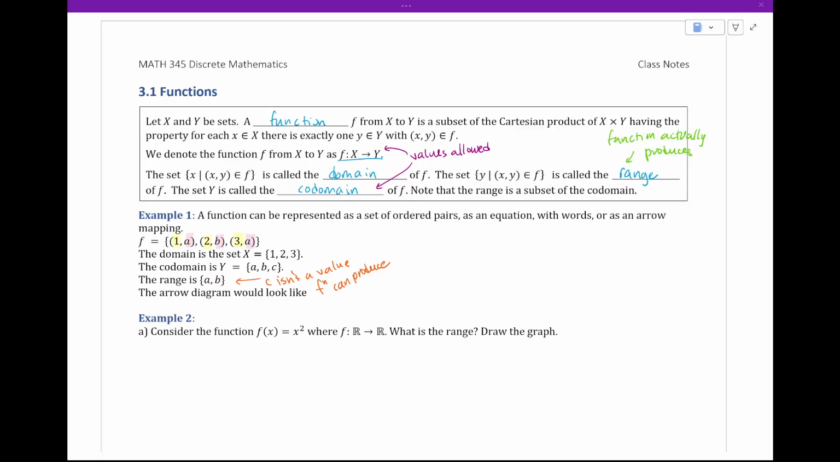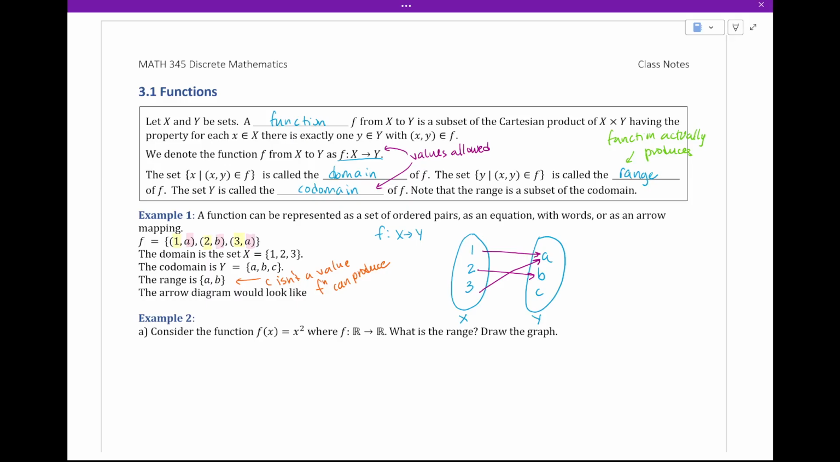Let's draw the arrow diagram. The arrow diagram would look like, here's my little circles, 1, 2, and 3. These are all the values for x. And these are all the values for y. So here's our function from x to y. And the values for y, this is the codomain, are a, b, and c. And now we're ready to add our arrows. 1 goes to a, 2 goes to b, and 3 also goes to a.